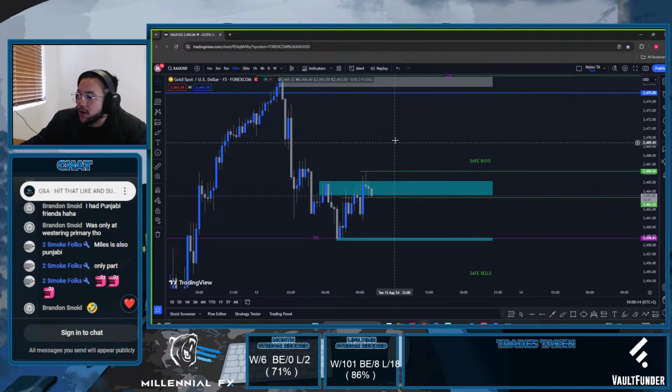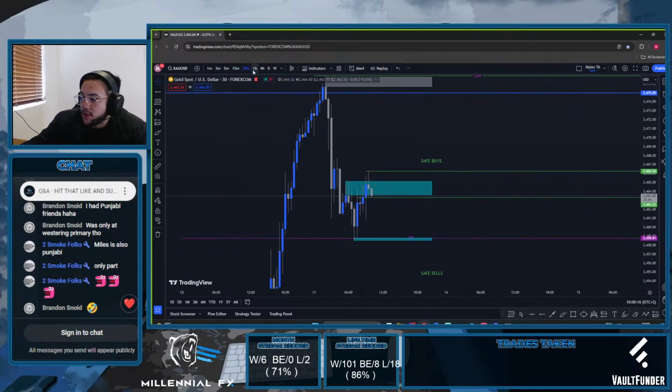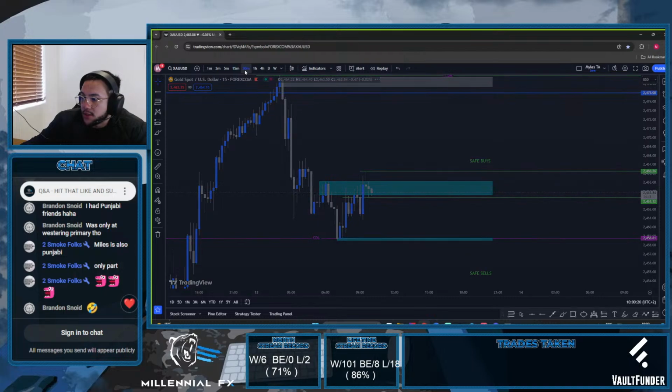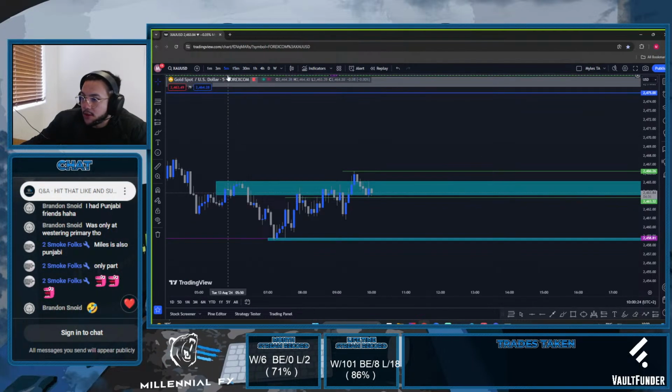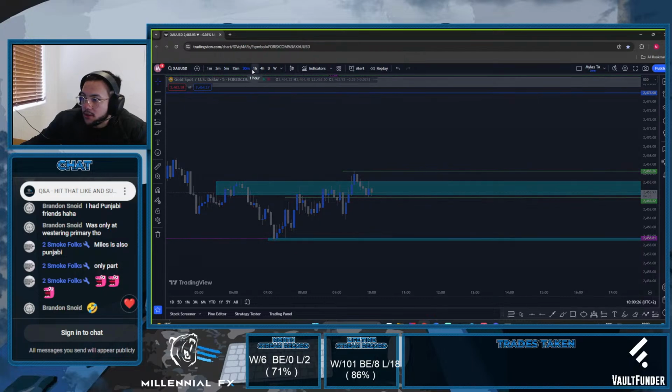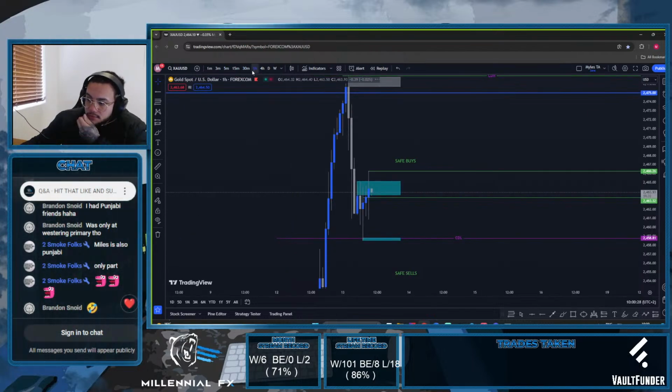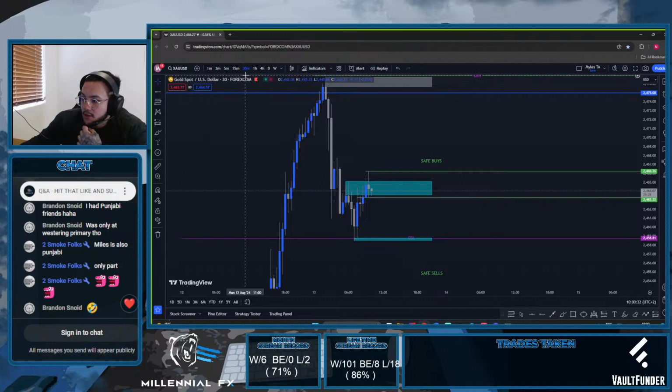Okay, that's an hourly close. Once again, still in that liquidity. Nothing we can do yet, guys. Indecision candle on the 30. 15 as well, indecision. Nothing we can do yet. However, that 5-minute support is holding. Guys, there's nothing for me yet.